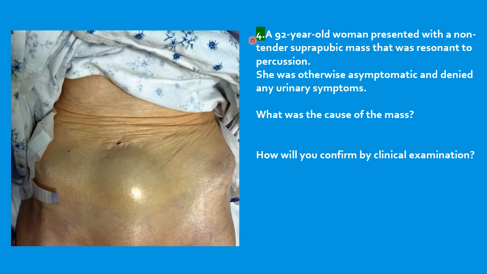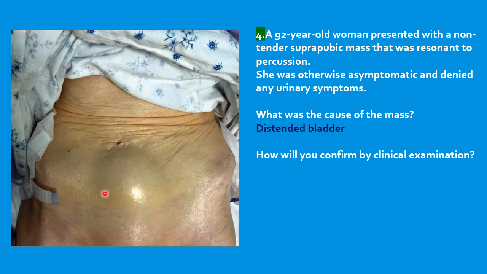Case 4: a 92-year-old woman presented with a non-tender suprapubic mass that was resonant to percussion. She was otherwise asymptomatic and denied any urinary symptoms. What is the cause of this mass? Distended bladder, resulting from some form of obstruction to the bladder neck. How will you confirm this? This can be confirmed clinically by palpation and percussion. Classically, it will be dull in nature and you cannot get below the lump, because it comes from the bladder, which is a pelvic organ.